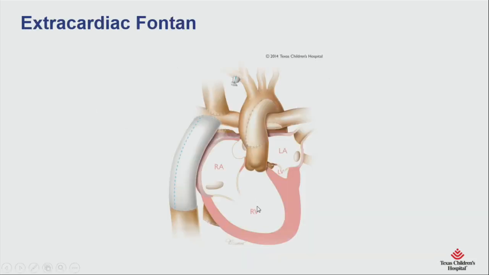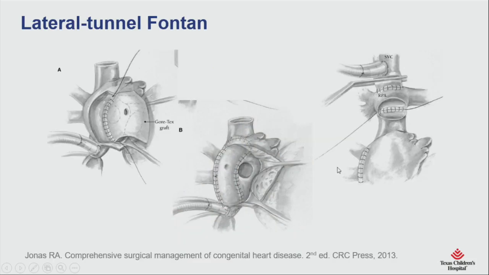The Fontan, which is the third stage, obviously, the most common type of procedure now performed is the extracardiac Fontan, which is a piece of Gore-Tex, usually somewhere between 18 and 20 millimeter Gore-Tex graft between the IVC and the pulmonary artery. And the lateral tunnel Fontan is essentially putting a patch inside of the atrium. You have to open the atrium, and you create a patch to direct the flow from the IVC to the SVC to the pulmonary artery, and that's where the hemifontan is actually useful.